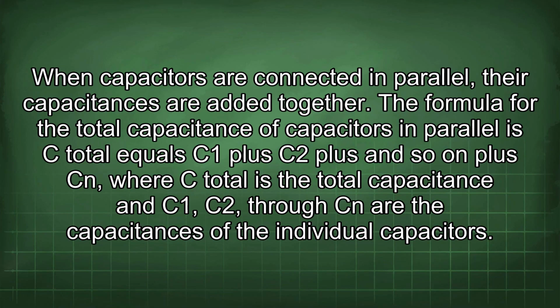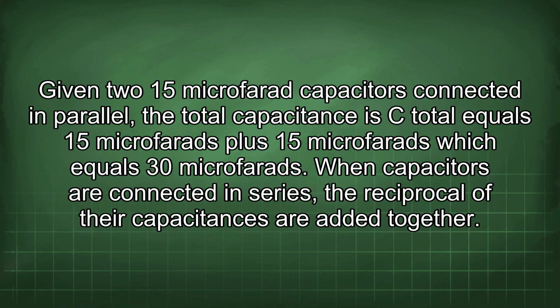When capacitors are connected in parallel, their capacitances are added together. The formula for the total capacitance of capacitors in parallel is C total equals C1 plus C2 plus and so on plus Cn, where C total is the total capacitance and C1, C2 through Cn are the capacitances of the individual capacitors. Given two 15 microfarad capacitors connected in parallel, the total capacitance is C total equals 15 microfarads plus 15 microfarads, which equals 30 microfarads.